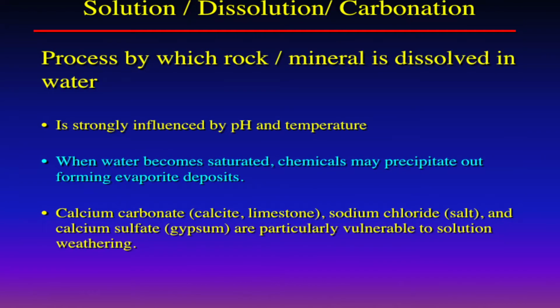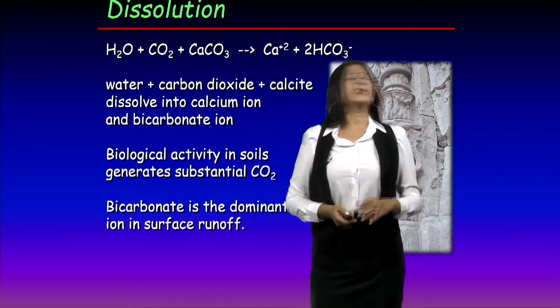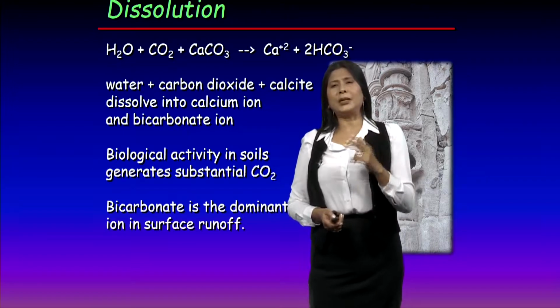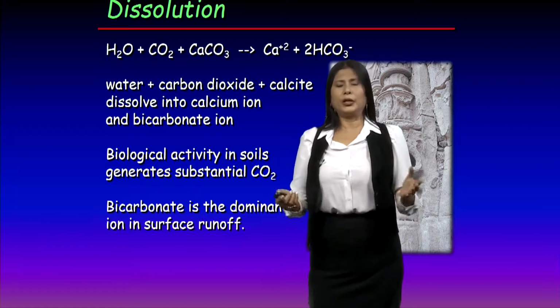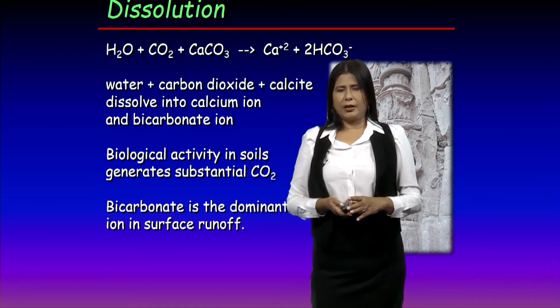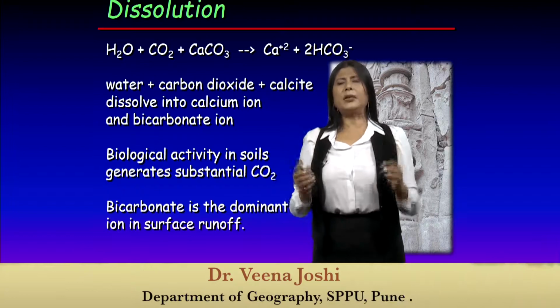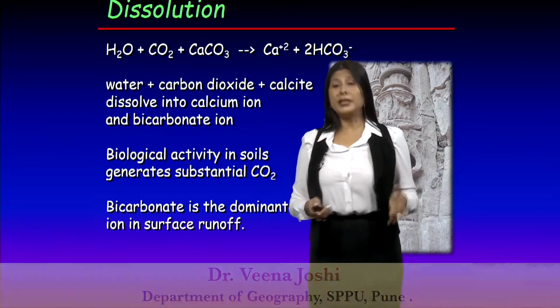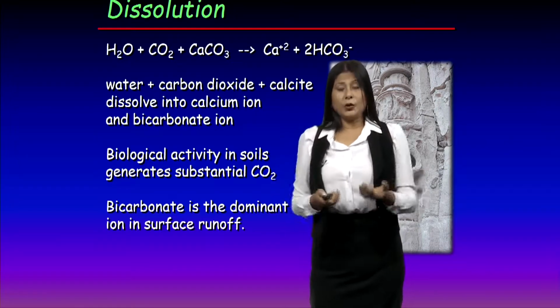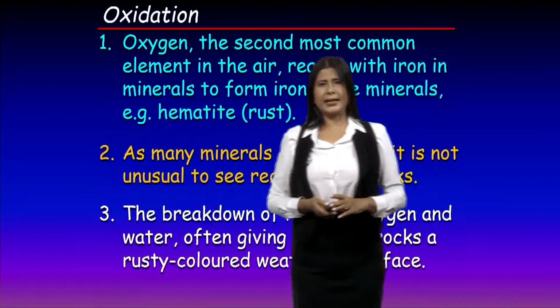So, calcium carbonate like calcite, limestone, sodium chloride like salt, and calcium sulfate like gypsum, they are vulnerable to this kind of solution weathering. The picture is very common. So, H2O plus CO2 plus CaCO3 will lead to Ca2+ plus 2HCO3-. And a very simple example is, you will find it wherever the limestone is present: a statue without a nose, getting pock marks.